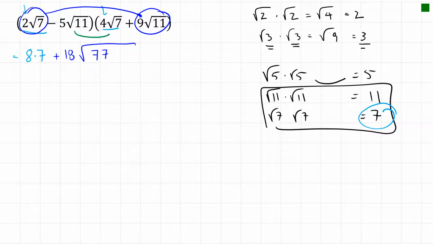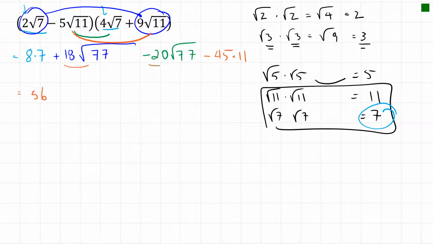Next, these two together, which is a negative 5 times a 4, which is a negative 20, and 11 times 7 is again 77. And then the last two terms is this one times this one. Negative 5 times 9 is negative 45. And square root of 11 times square root of 11 is, we know, 11. So 8 times 7 is 56.